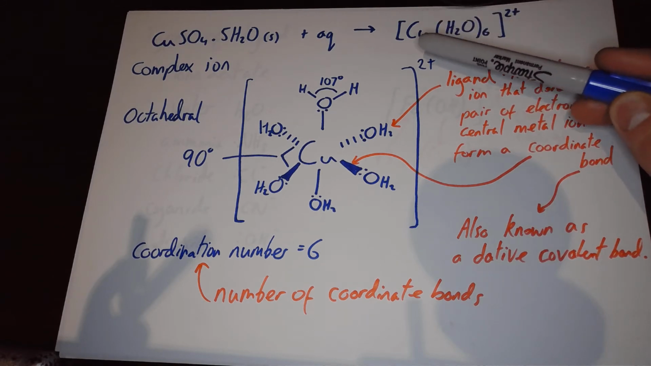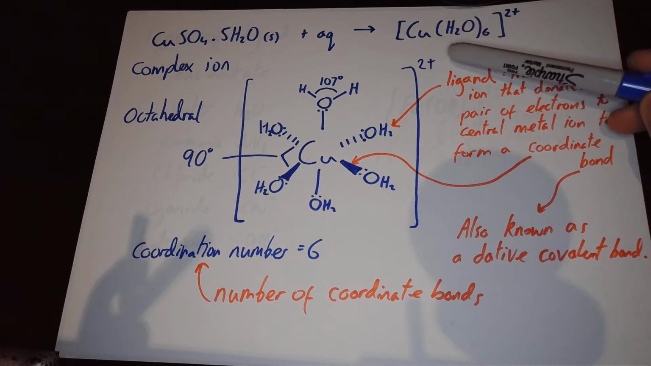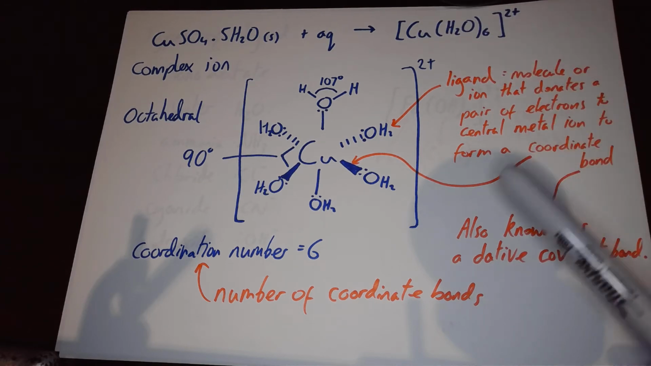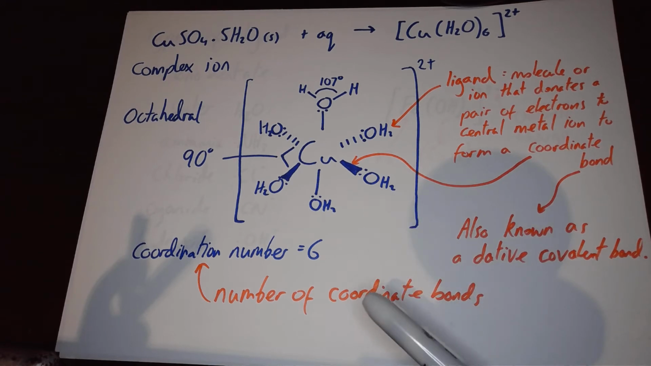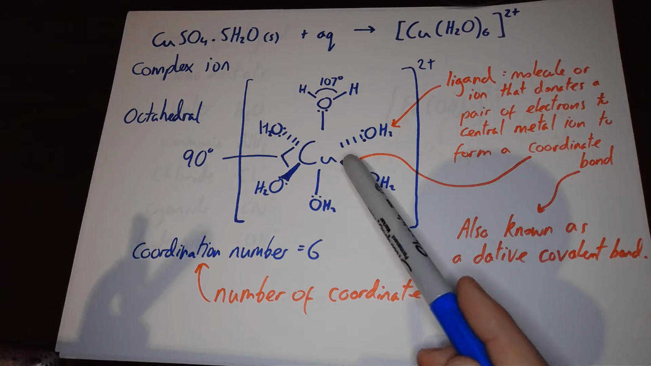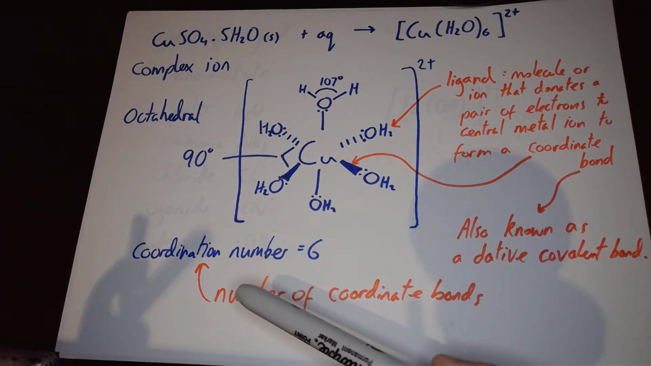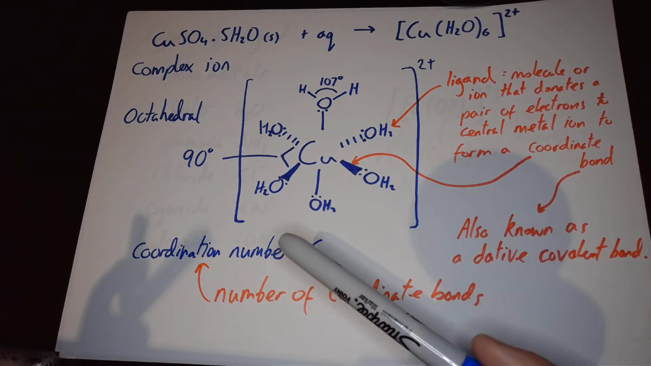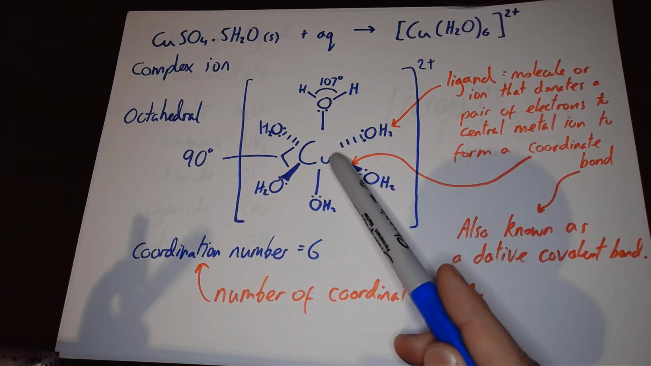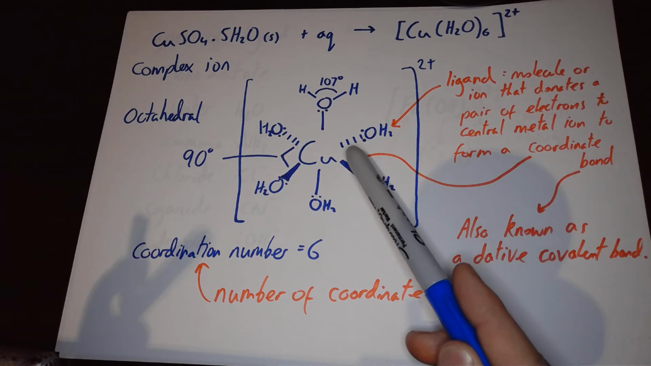So a copper 2+ ion with 6 waters covalently bonded to it to make a whole ion with a 2+ charge. And this is what it would look like. The waters are actually donating a pair of electrons. This is different to hydration, where the waters are attracted to, let's say, a sodium ion. They're actually donating the electrons. They're forming dative covalent bonds.